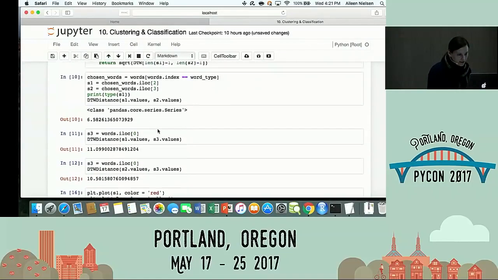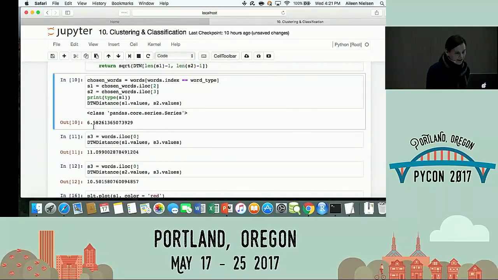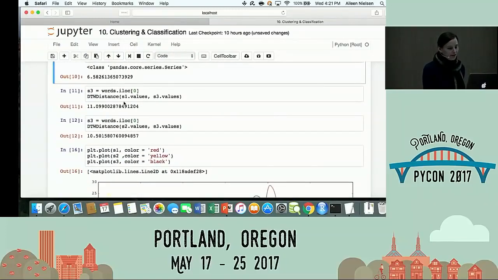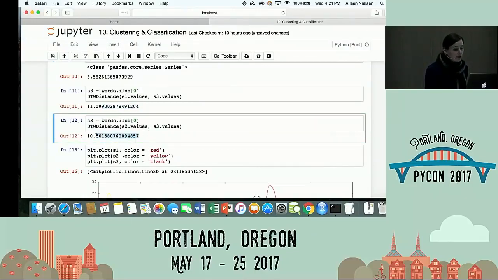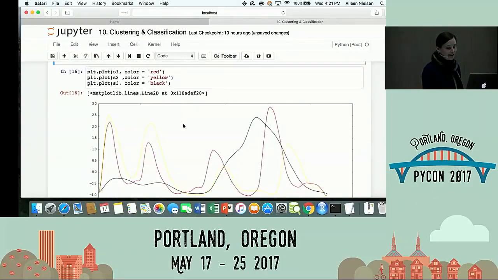Which one is it? I didn't compute S1. Oh, yes, we did. 6.6, right? S3 to S1 is 11.1. S2 to S3 is 10.5. So far I'm satisfied with this metric in the sense that S3, this black one, is showing up as more distant from the yellow and the red than they are from each other. So we say, okay, at least the ordering of this distance makes sense, right?